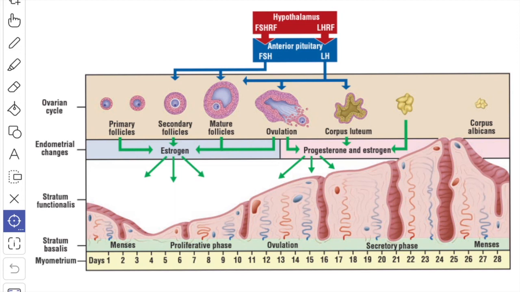When the ovum is fertilized, the secretory phase of the endometrium is prolonged by the action of the progesterone from the corpus luteum of pregnancy. The endometrium is prepared for the implantation of the fertilized ovum, and the menstruation does not take place as long as the period of gestation continues.